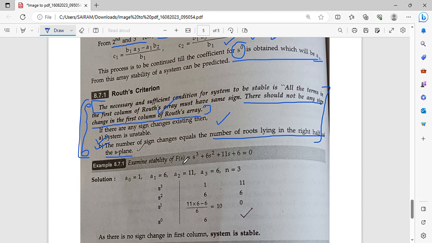When there is no sign change, all the roots are lying on the left half of the S plane. But if there are any sign changes in the first column of the Routh array, you can say how many roots there are according to the number of sign changes. So the number of roots lying on the right half of the S plane equals the number of sign changes. If there are 3 sign changes, there are 3 roots in the right half of the S plane. If all terms in the first column are negative, all the roots are present in the right half of the S plane. Right, this is the thing.